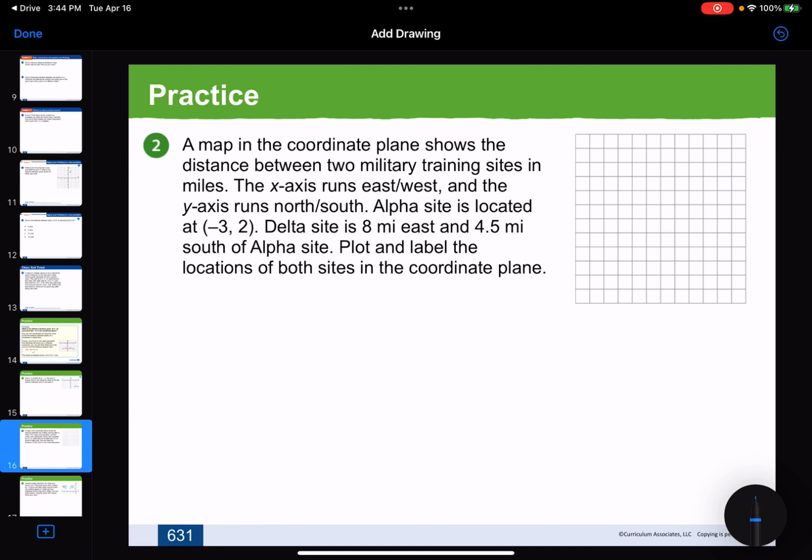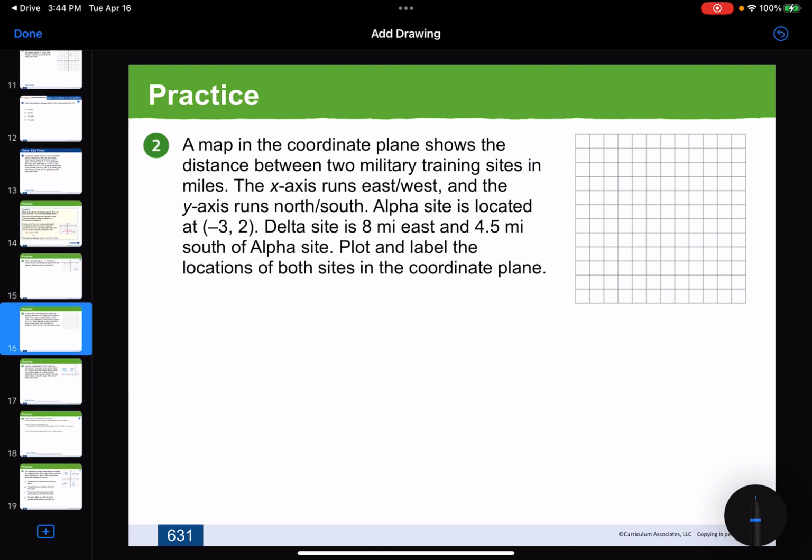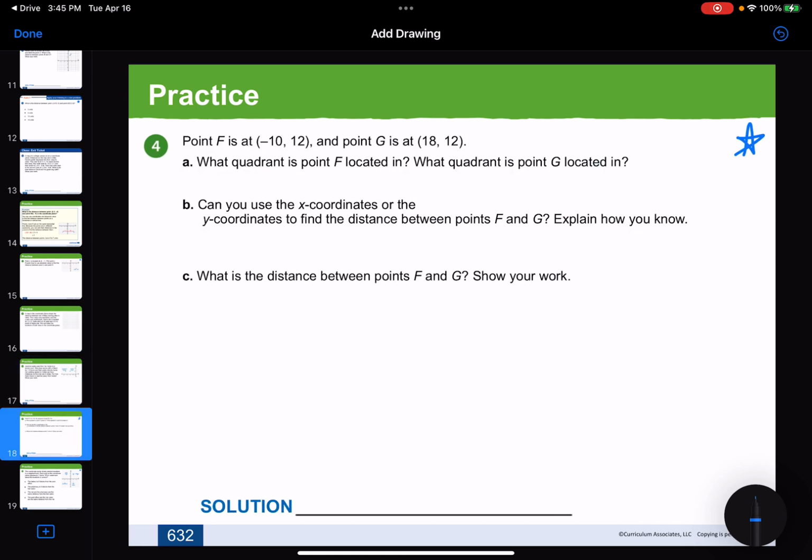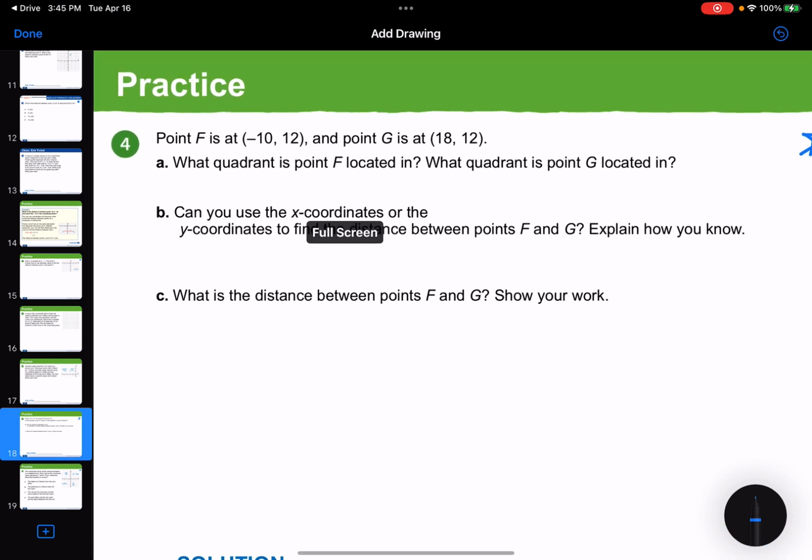Okay. I'm going to skip number 2 for now. Let's move on up to, we're going to skip number 3 as well. Number 3 is really tough. If you want a challenge, give that a shot. Number 4 is just distance between 2 points again.